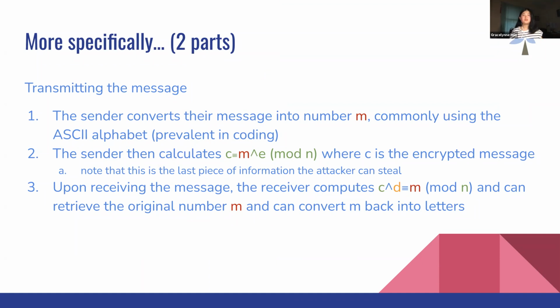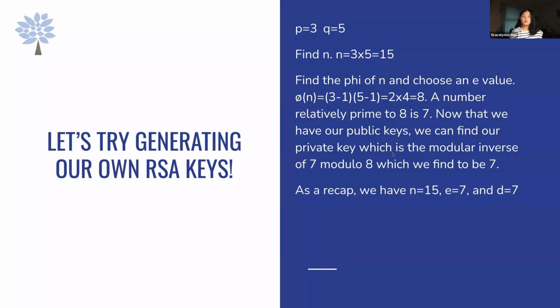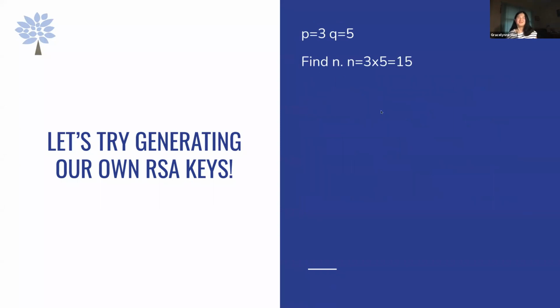But okay, so going back then. Okay, sorry, that was a bit too far. Okay, so first we want to find N. Remember that N is the product of P and Q. And then N is equal to 3 times 5, which is equal to 15.